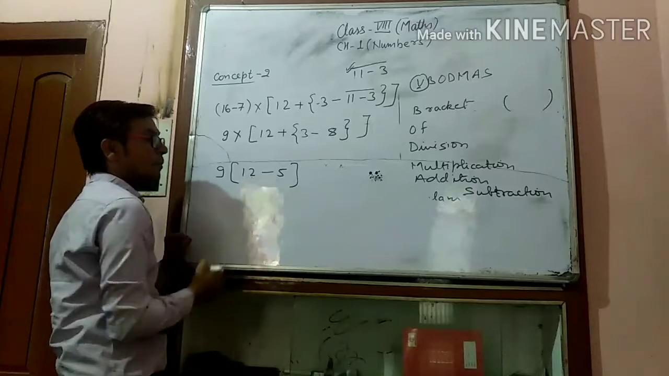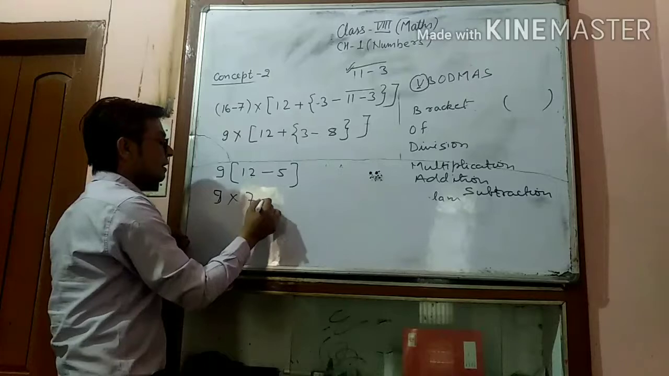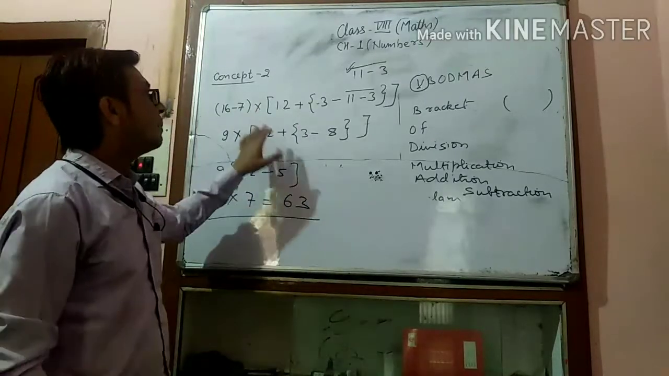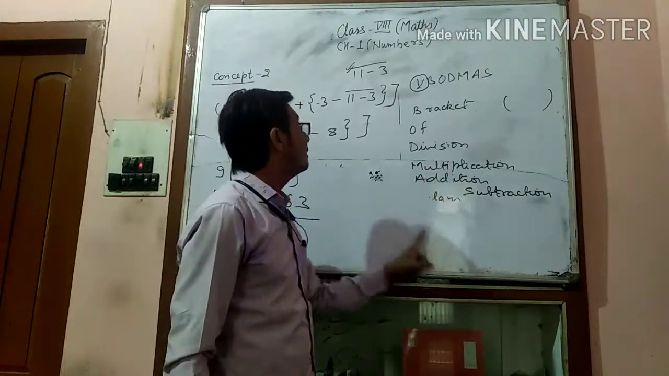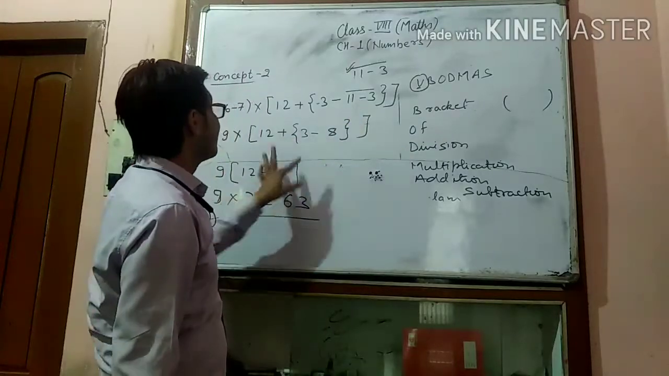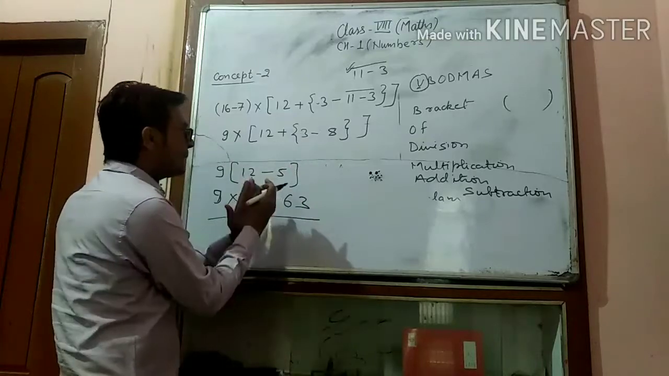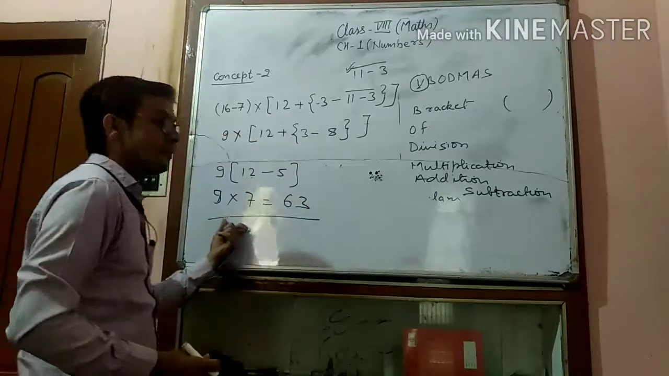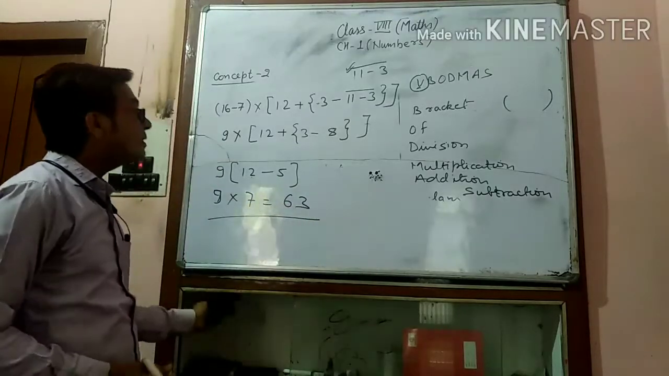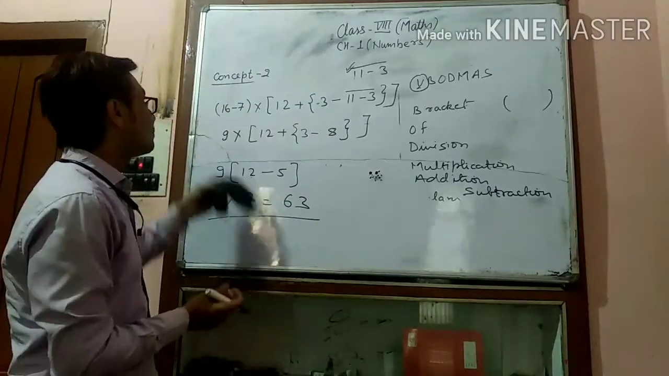Now 9 into 7, 7 9s are 63. This is your answer. So this is how we apply it: vinculum first, after that the curly bracket, after that the big bracket, and in the last we multiply together and we get the solution. This is one example based on this concept number 2.